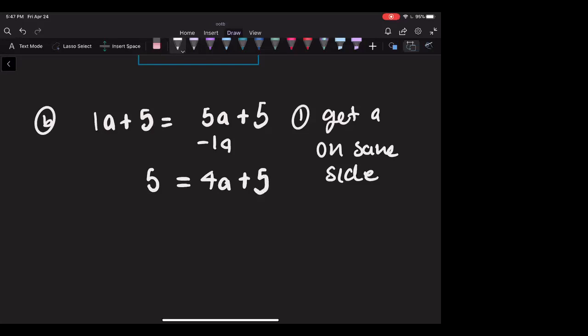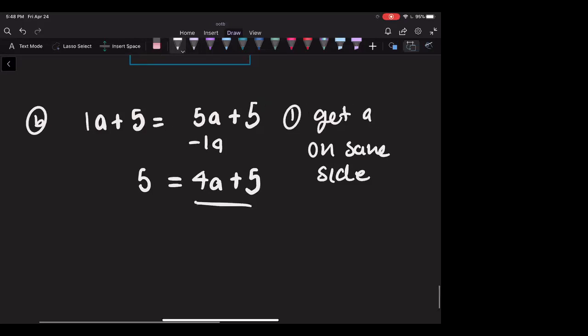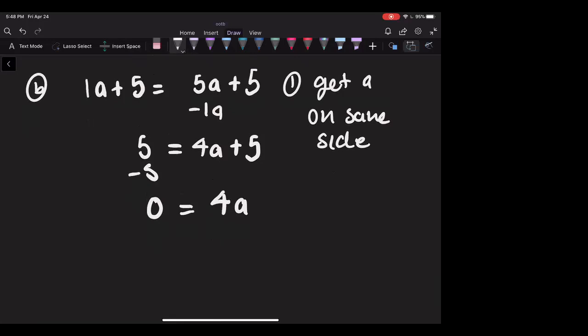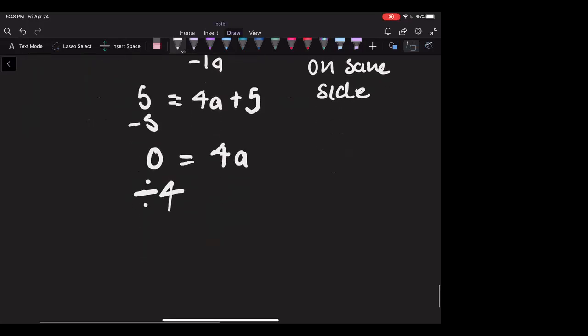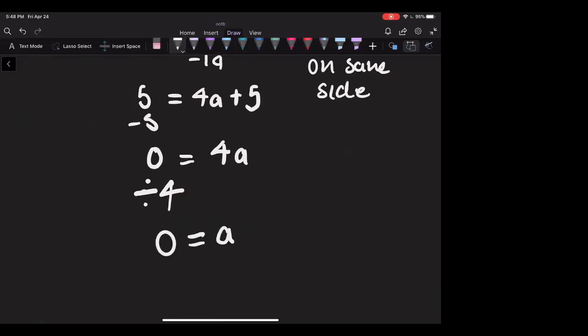And now we're gonna get a by itself. So do we have any addition or subtraction on this side? Yes. We're gonna subtract 5 from both sides. So that's 0 is equal to 4. No, never mind. Divide. No, ask your question. It's okay. 0 divided by 4 is still 0. So 0 is equal to a.